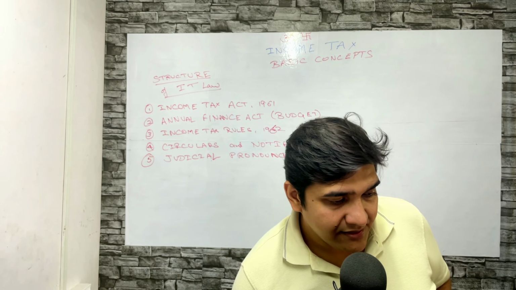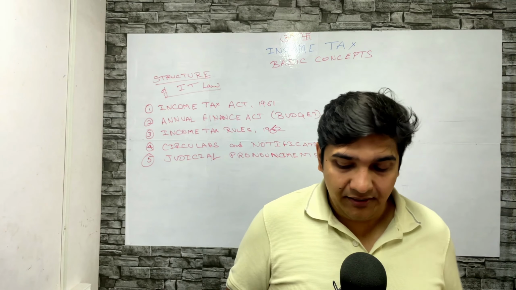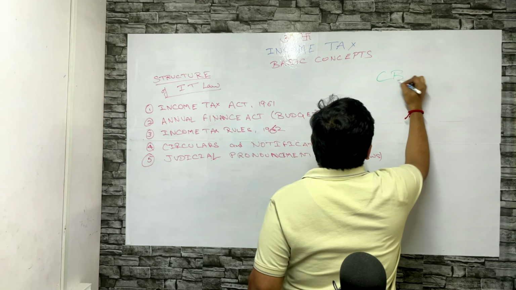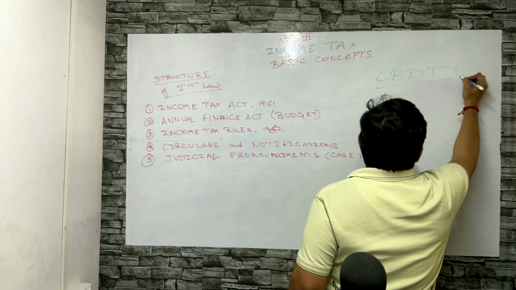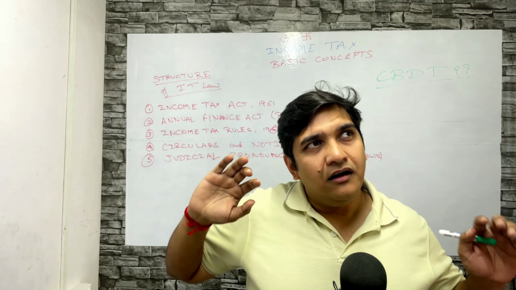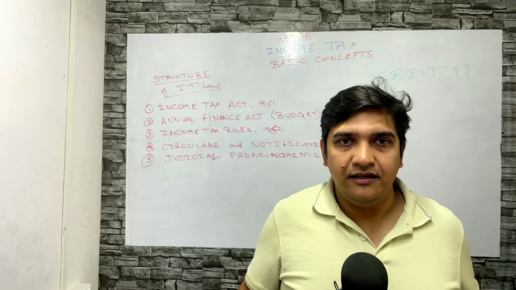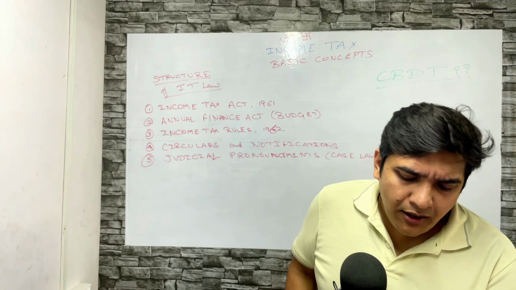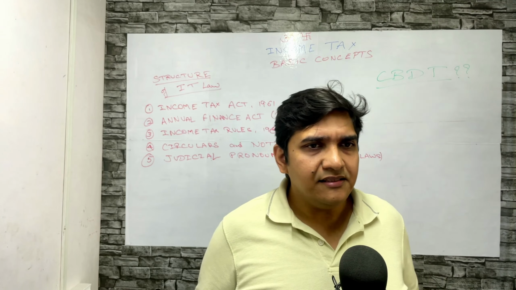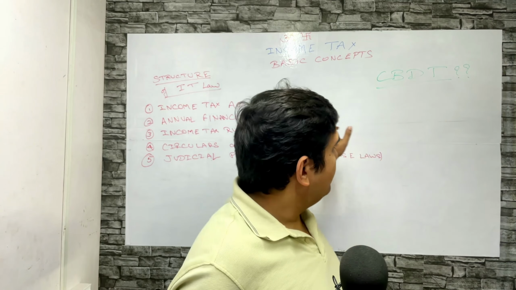Moving on, next the question is: what is CBDT? CBDT, to understand it in simple terms, is the authority or the governing body of direct taxes in India. Any kind of direct taxes, though more predominantly it is the income tax in India. Any kind of direct taxes levied by the central government would be governed by CBDT.